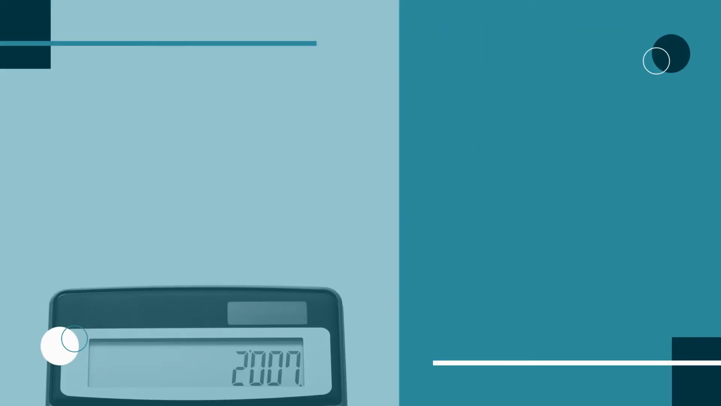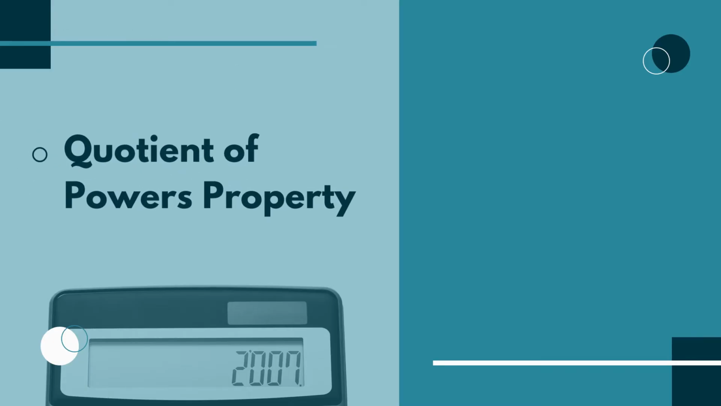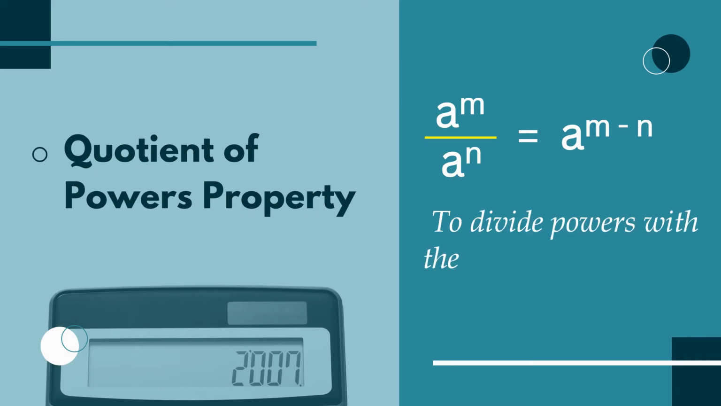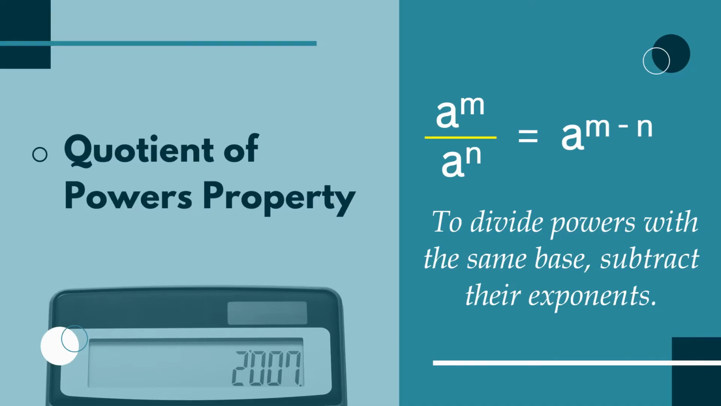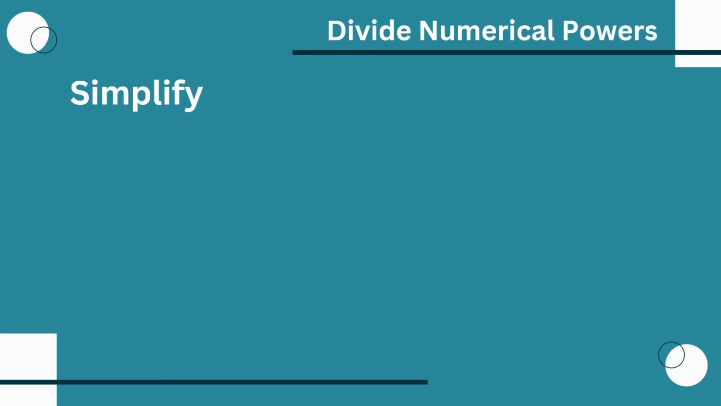Next, we're going to discuss the quotient of powers property. In this property, it states that a to the m divided by a to the n is equal to a to the m minus n. To divide powers with the same base, subtract their exponents. First, we're going to discuss dividing numerical powers. For example, simplify 4 to the fifth divided by 4 to the second power.